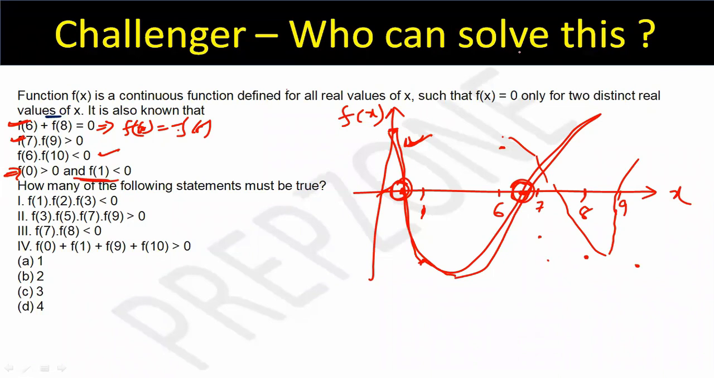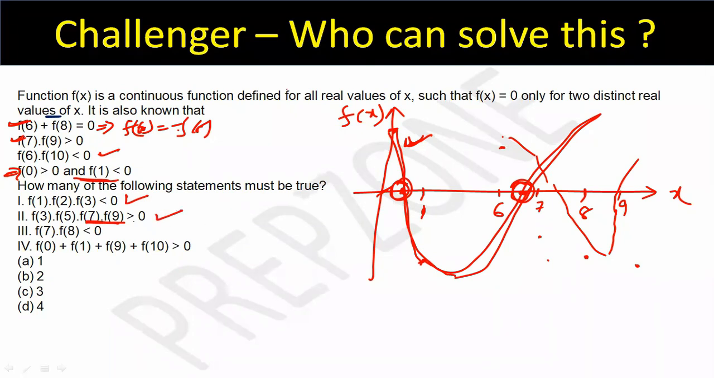Okay. Now let us look at the question. What is the question saying? f1 into f2 into f3 is less than 0. f1 is negative, f2 is also negative, f3 will be negative. So the multiplication of three negative numbers has to be negative. This is correct. Then 3, 5, 7 and 9: I know the values at 3 and 5 are negative and at 7 and 9 are positive. So this is positive. Negative into negative is positive. So this is also correct.